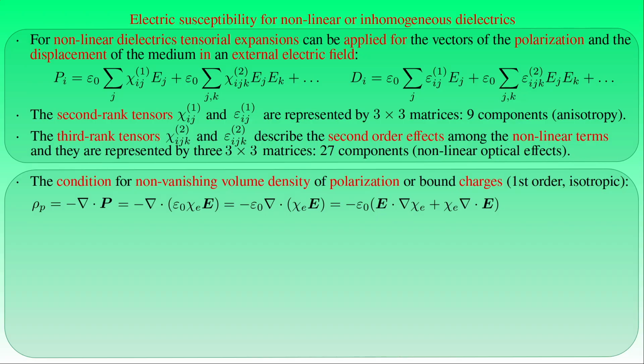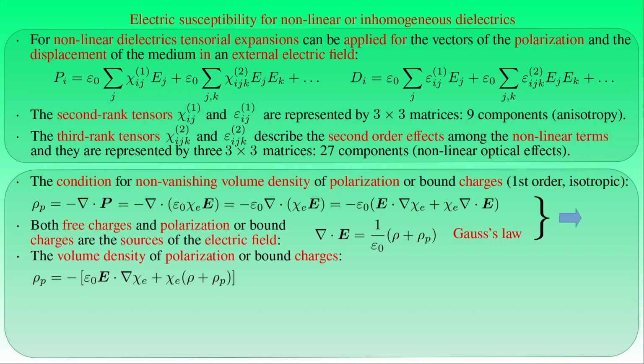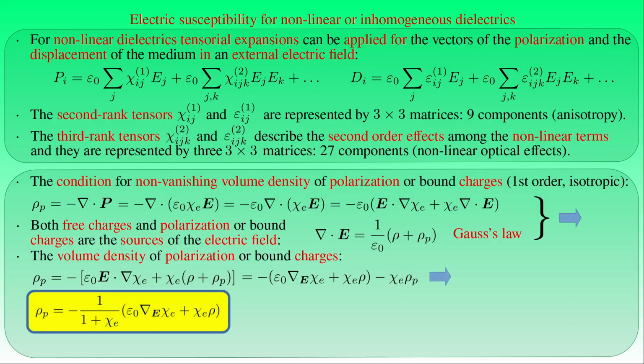Considering the fact that polarization or bound charges are just as much the source of electric field as free charges, Gauss's law can be written in a form where the divergence of the electric field E is equal to the sum of the free and the polarized volume charge densities ρ and ρp over the vacuum permittivity epsilon naught. If we substitute this expression into the right-hand side of the equation for ρp, then we obtain minus epsilon naught times the sum of the directional derivative of chi-e along the vector E and chi-e times ρ, minus chi-e times ρp.